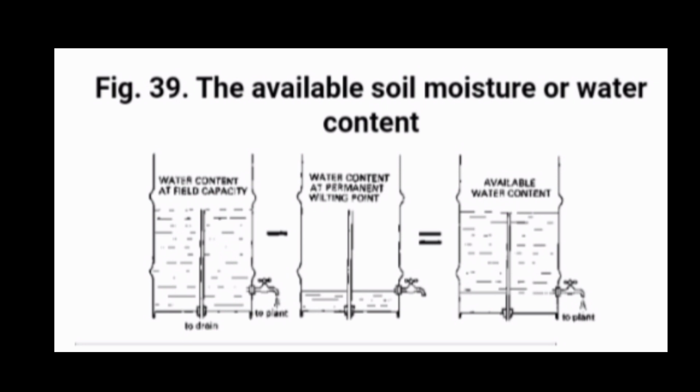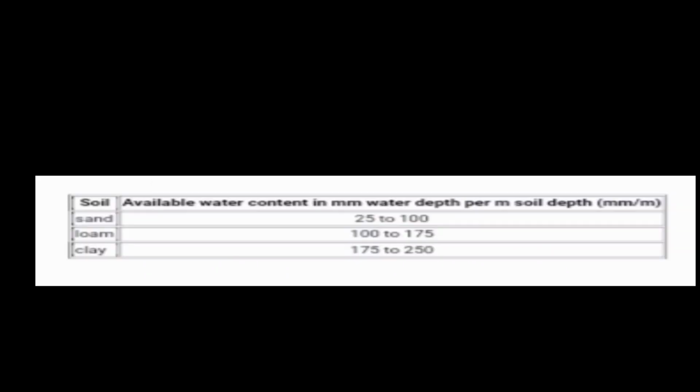The amount of water actually available to the plant is the amount of water stored in the soil at field capacity minus the water that will remain in the soil at permanent wilting point. This illustrates that available water content equals water content at field capacity minus water content at the permanent wilting point. The available water content depends greatly on the soil texture and structure. A range of values for different types of soil is given in the following table.